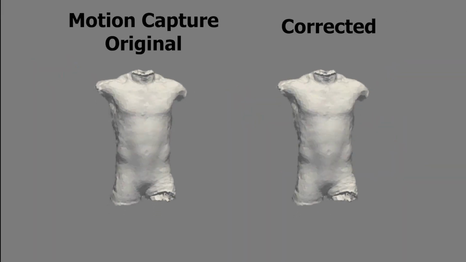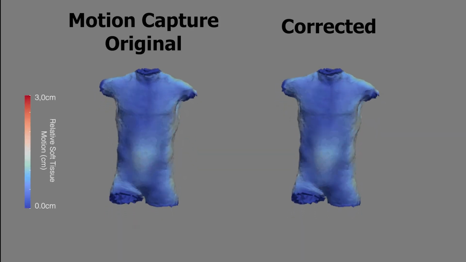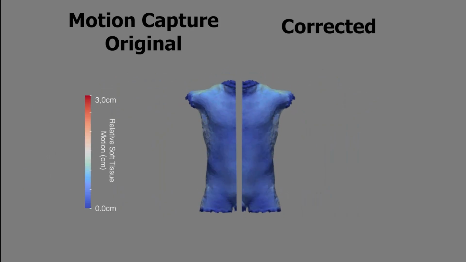Due to the milder impacts in running compared with basketball jumping, we observed smaller excitation of soft tissue during this activity. Acceleration corrections yielded small increases of 10% in relative soft tissue motion during running sequences.